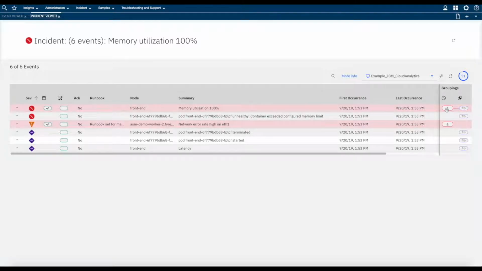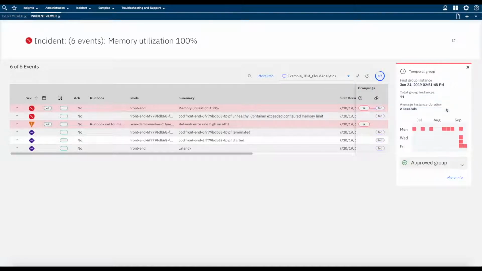First, they go to this temporal grouping column and see that these two events here were contributed due to temporal grouping. Now, this is similar information to what we had on the event viewer, but what they can do now is click on that group to find out a little bit more information about the reasons why the system came to the decision it did.